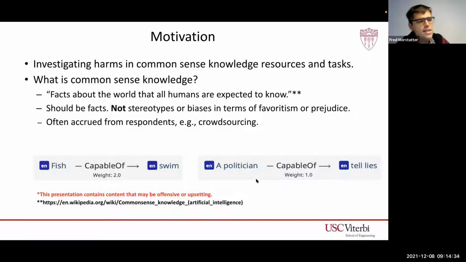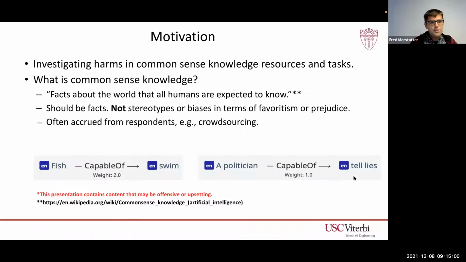On the left there, you see fish are capable of swimming. Okay, great. That sounds like a fact to me. On the right, we see a politician is capable of telling lies. And of course, that's true, but it's true for everyone. And for us to cast this aspersion at only politicians is not fair. And it's going to cause models built upon them to make less fair predictions for that particular group.